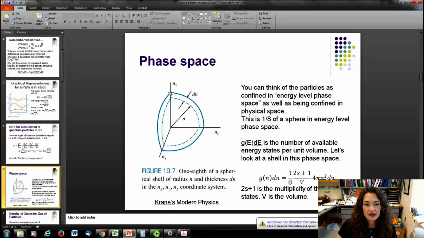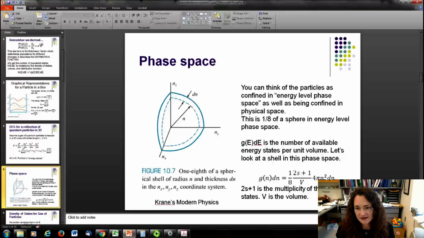Because you're only going to get the part of the sphere that's in this quadrant where all values of nx, ny, and nz are positive. And that's just because of the restrictions that we placed on our quantum number n way back when. They all have to be positive. So this is 1/8 of a sphere, all right? So that explains this factor of 1/8 that's here out front, okay?